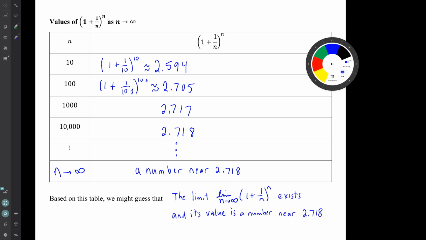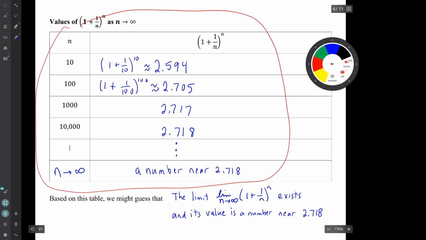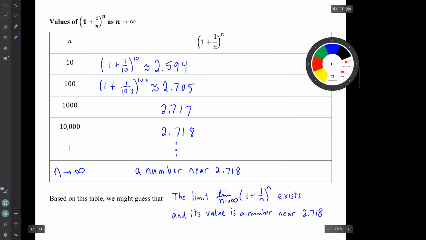Now, we haven't proven that the limit exists, and we haven't proven the value of the limit, but it seems like it probably does exist, and its value is probably near 2.718. Now, in your homework, you'll be constructing a table like this. You will have to give more digits here. You'll have to give 5 digits. So you'll have to do work like what I did, but you'll have to write down more digits.